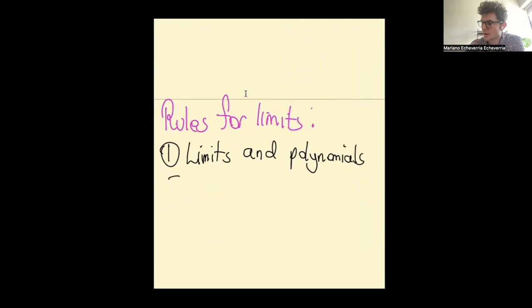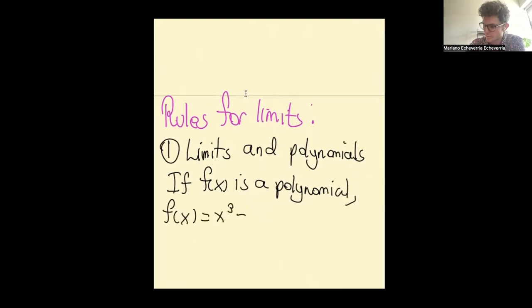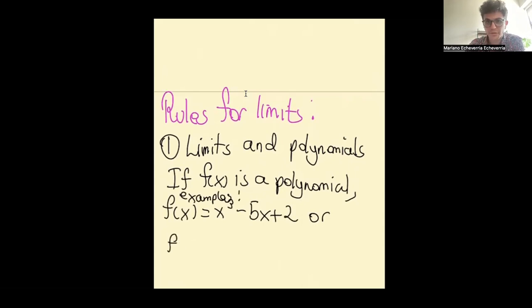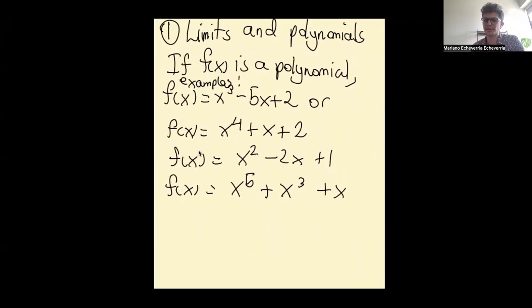So what that means is if f of x is a polynomial, and I'm going to give you some examples of what I mean by that. Like f of x is x cubed minus 5x plus 2, or f of x is x to the 4 plus x plus 2, or maybe f of x is x squared minus 2x plus 1, or f of x is x to the 5th plus x cubed plus x. Any of these work. A polynomial is just the variable x raised to different integer powers, and that's being added or subtracted with certain numbers, or certain coefficients.